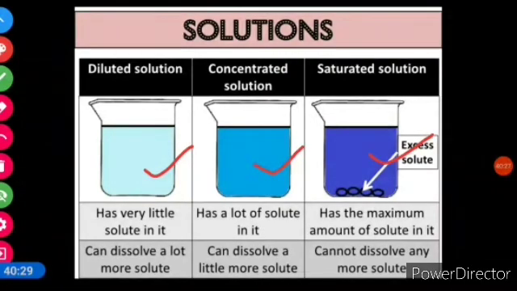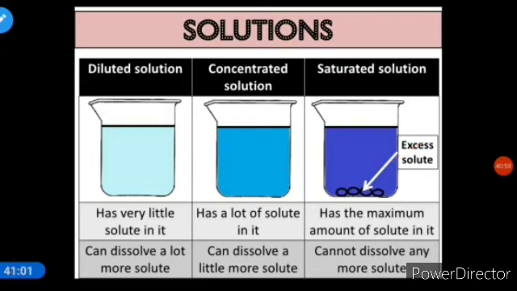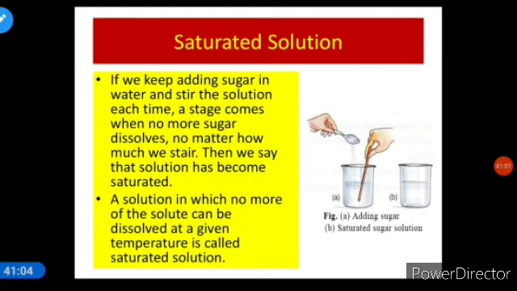Now our next topic is about saturated solution. You can understand it easily with the help of this. When we mix a little solute, we can say the solution is diluted, and when we mix a lot of solute, then it is concentrated. And when we mix the maximum amount of solute, what happens? The excess solutes settle down at the bottom. So on the basis of that, we can see the saturated solution.